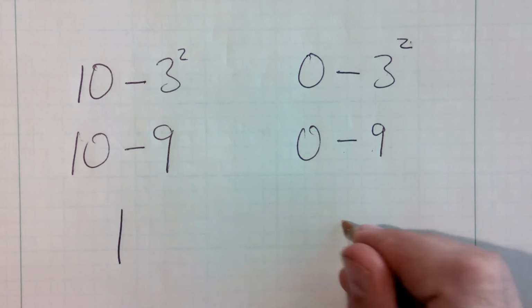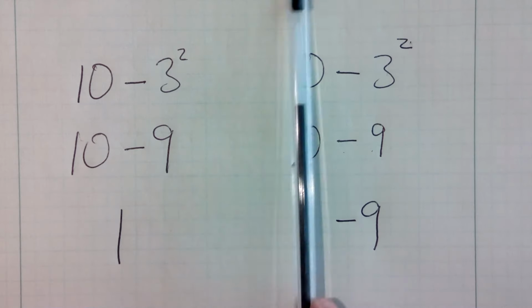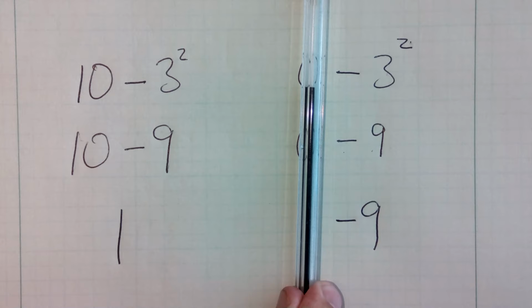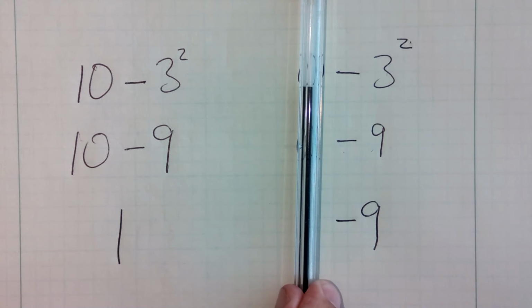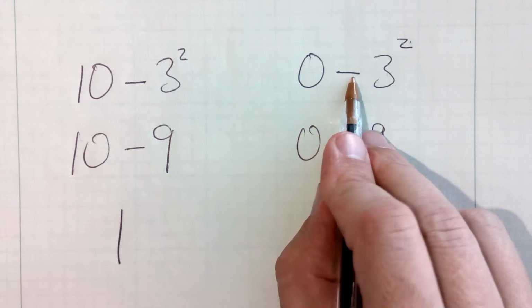Well, it's negative 9. Now, the point of this is, do I really need to write the 0? I don't. I can cover up those zeros and just think of it as, oh, it's minus 3 squared, which is a minus 9. You do not square the negative if it's not in parentheses.